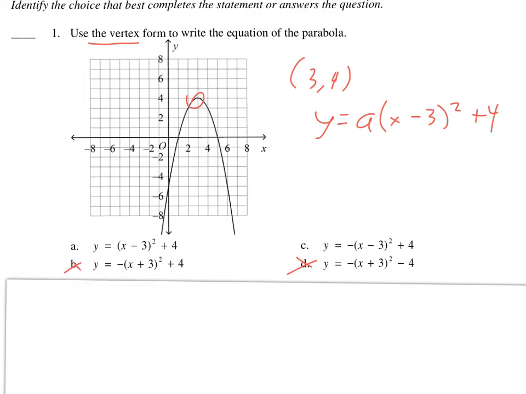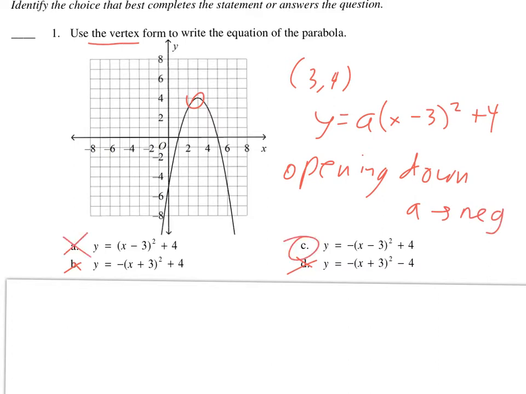And so between those two, I would notice that it's opening down, which I always know means that a is negative. And so that to me tells me that A must be incorrect and C must be correct, because the negative out front would flip it upside down.